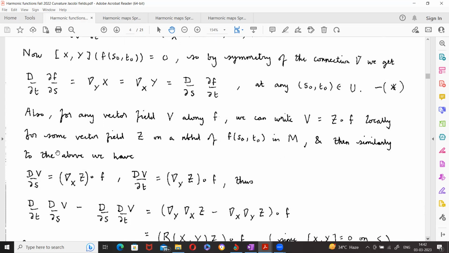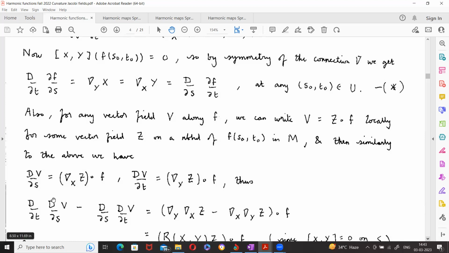So locally we can write V as a vector field Z composed with f, okay, where Z is a vector field in a neighborhood of the image of the point (s0, t0), a neighborhood in M. And then similarly to what we did above, we see that DV/∂s will be equal to nabla_X Z composed with f, right, where X was the vector field which, when restricted to the surface, gives you ∂f/∂s. And similarly, DV/∂t will be nabla_Y Z, where again Y was the vector field, which when restricted to the surface gives you ∂f/∂t, okay?